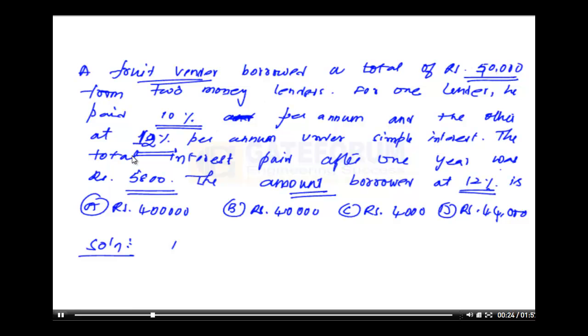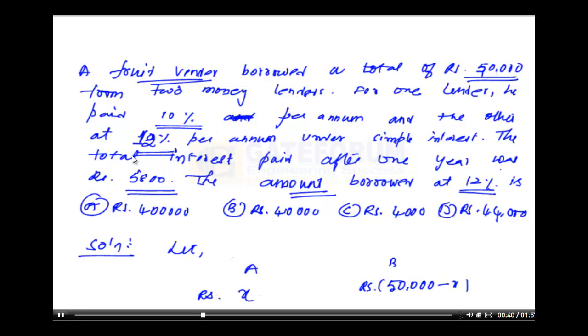Now, let the two vendors be A and B. And also let us assume that from A, he has taken certain amount, say X. So from B, it will be 50,000 minus X, as the total amount is rupees 50,000.